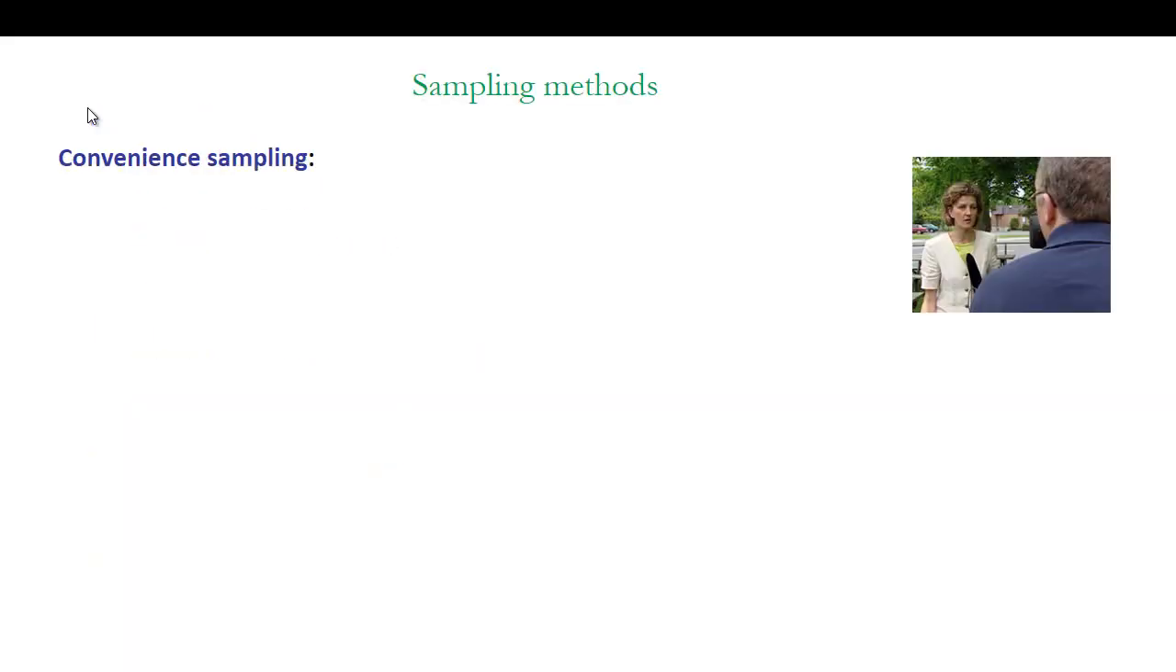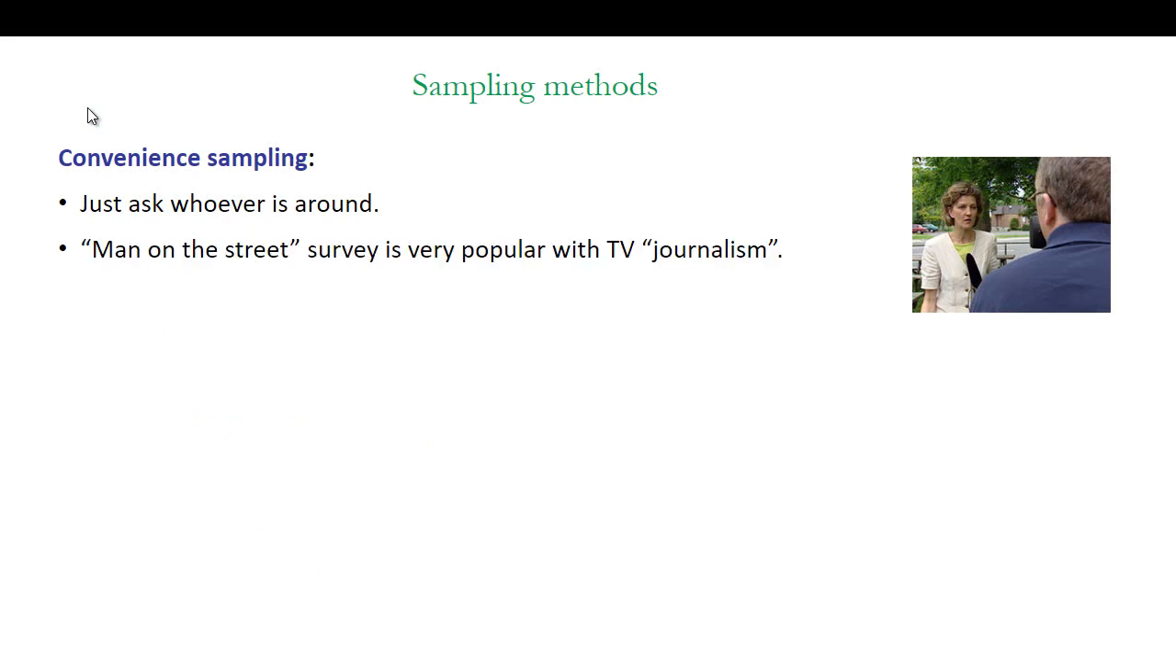So the first sampling method that we're going to look at is convenience sampling. Convenience sampling is basically where you just ask whoever is around you. Man on the street surveys are very popular with TV journalism. They are cheap, convenient, but often quite opinionated and or emotional.